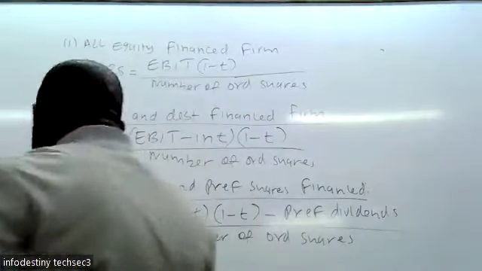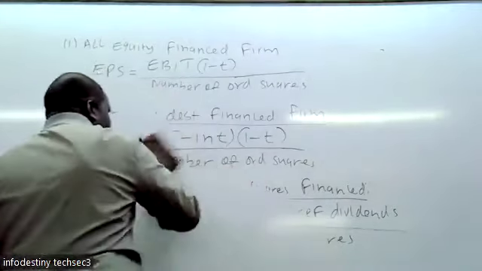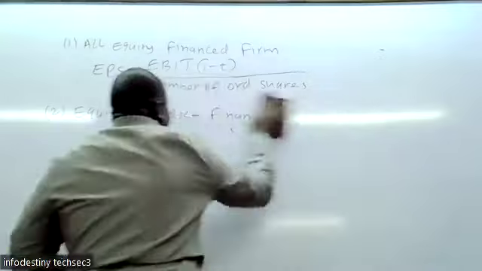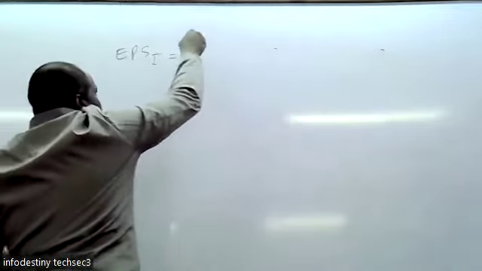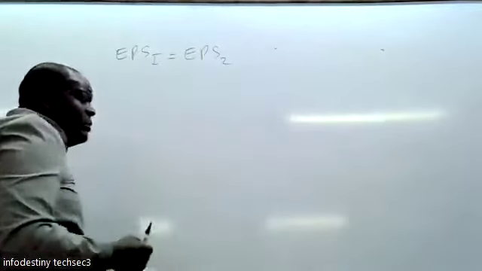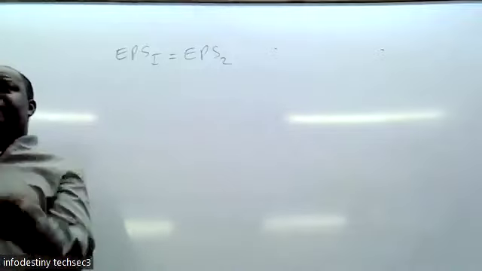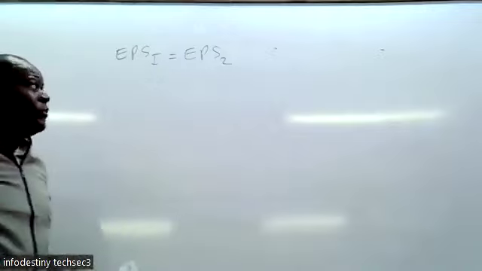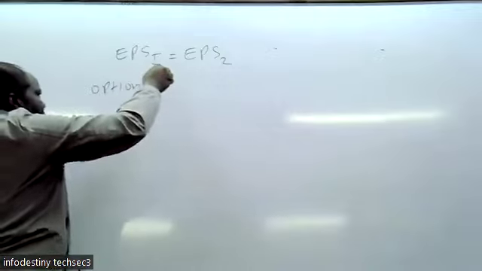What we are interested in when answering that question is the point of indifference. The concept we use is that at the point of indifference, earning per share for option 1 will be the same as earning per share for option 2. So we start off with option 1.